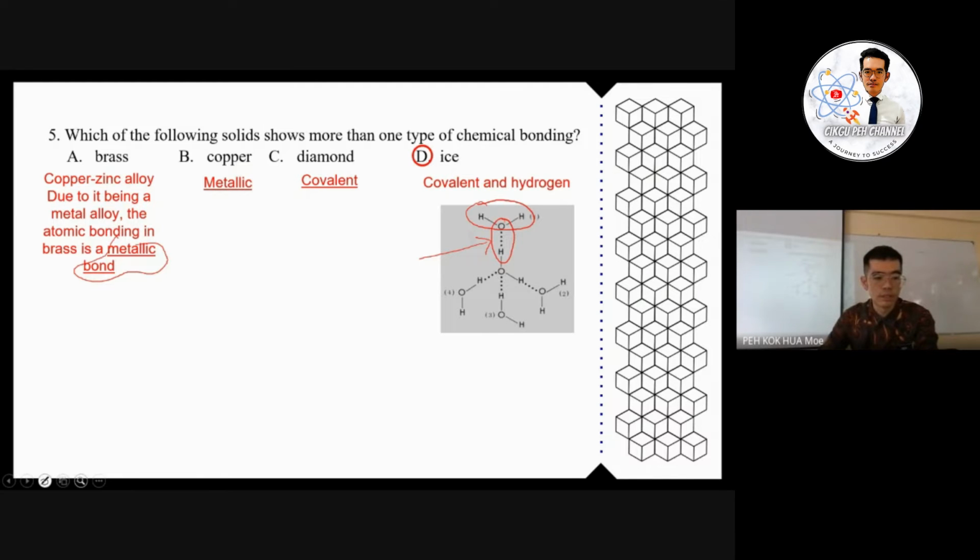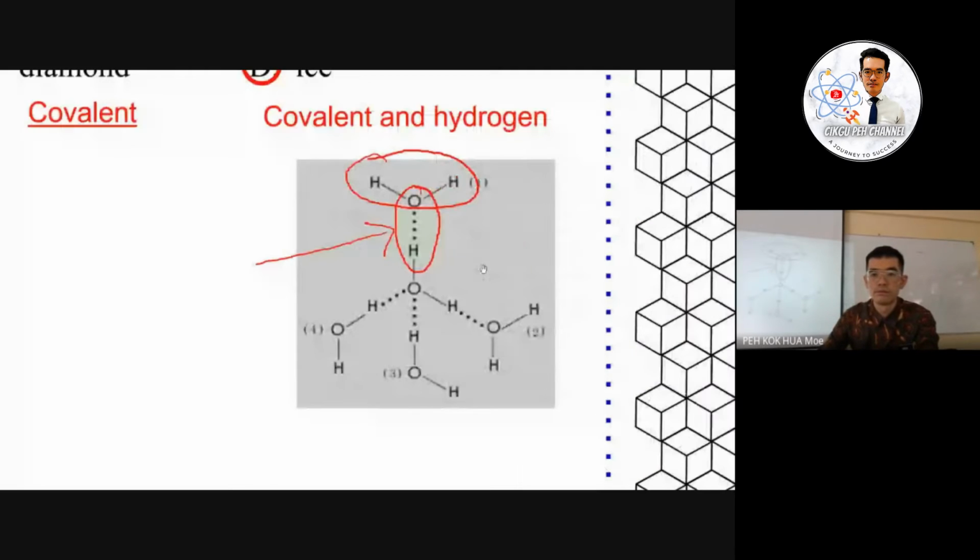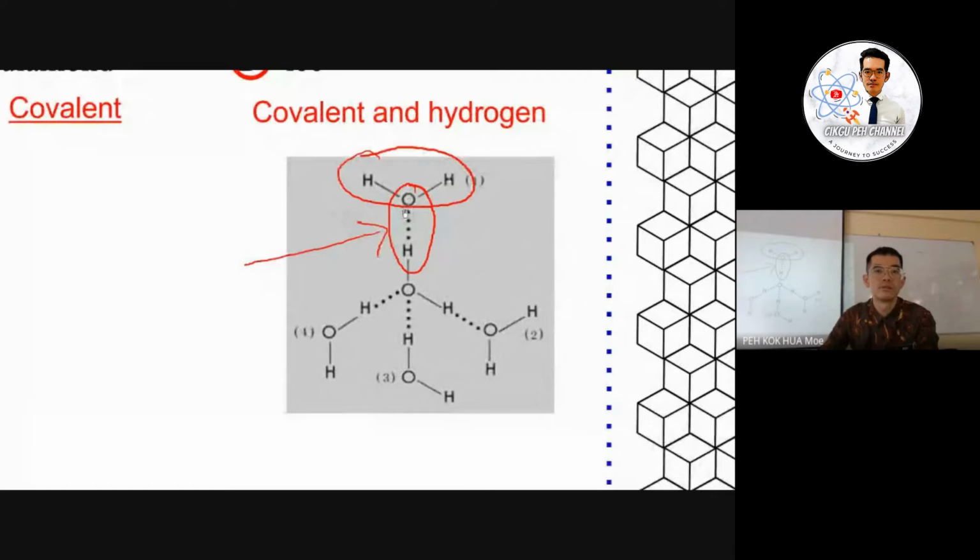Okay, so this is a figure. Here will be the hydrogen bond. Here will be the covalent bond.